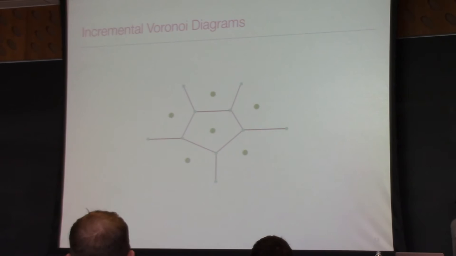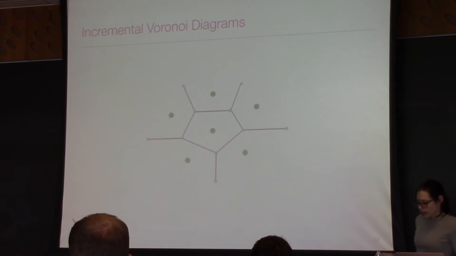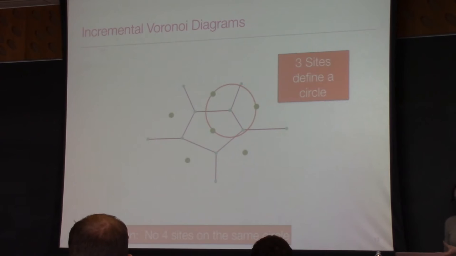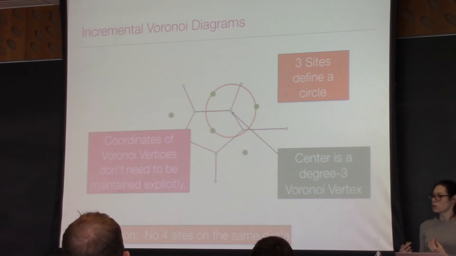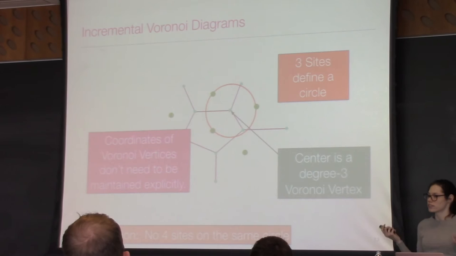So basically, in the case we had before, you would do better. But in this case, for example, if you wanted to add the center point, you'd still have to update most of the graph. But three sites define a circle, and we're assuming there are no four sites on the same circle. This is just a general position assumption. It's pretty standard, and it's just to avoid degenerate cases and breaking ties. So the center of the three points here is actually one of the Voronoi vertices. We don't need to explicitly maintain the coordinates of those vertices if we have the other information and enough pointers to our adjacent and incident edges and faces and such.